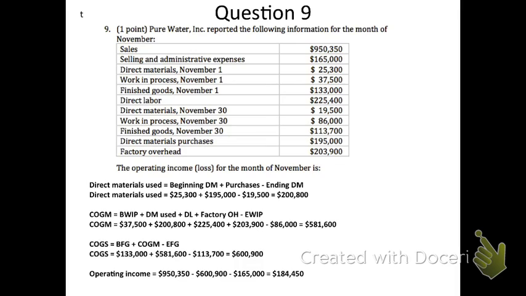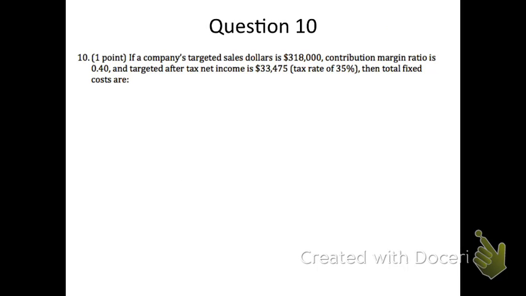Alright, and again you see that solved without the T accounts in the next slide. Alright, question number 10. If targeted sales is 318,000, contribution margin ratio is 0.4, and their after-tax net income is 33,475, then what are total fixed costs? Again, we can use our operating income equation, except we have to take that after-tax income and convert it to before-tax profit.